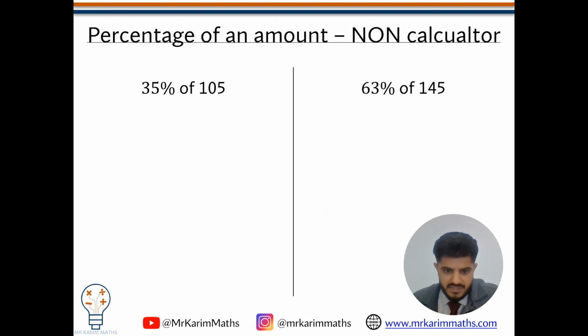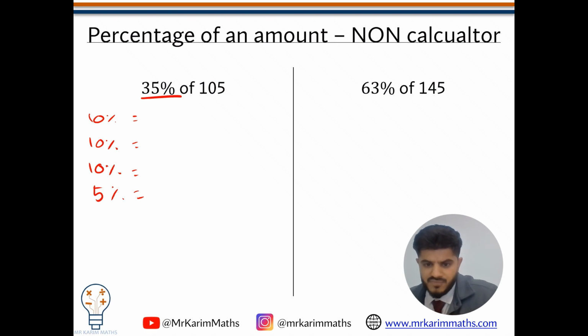Now, if we look at 35%, that's basically 10%, 10%, 10%, and 5%. That makes up your 35%. So if we work out each of these individually, now, why have I chosen these? Because 10% is very easy to work out. You just divide by 10. 5%, if you've already got 10%, you just half it.